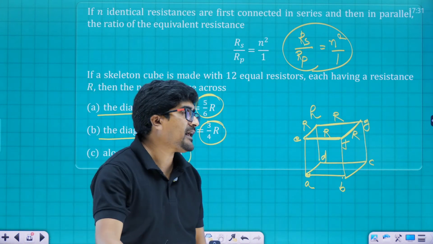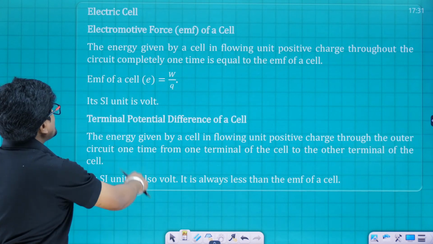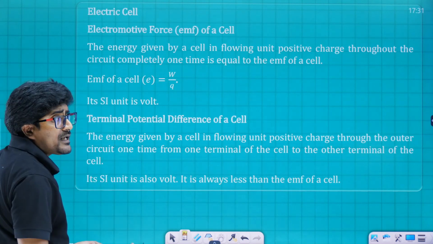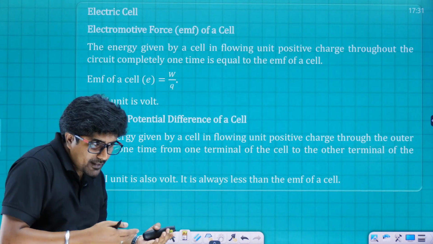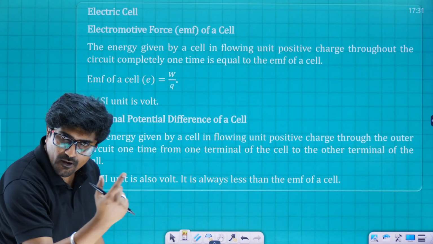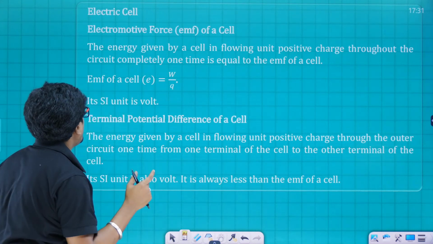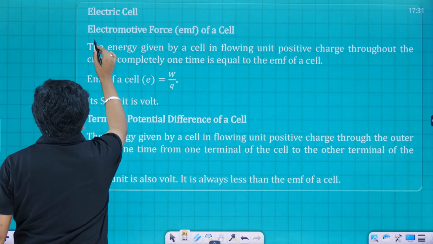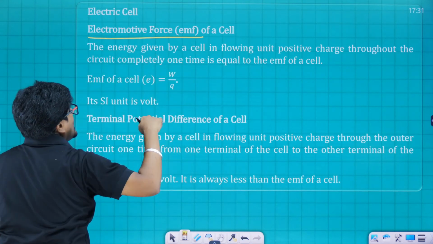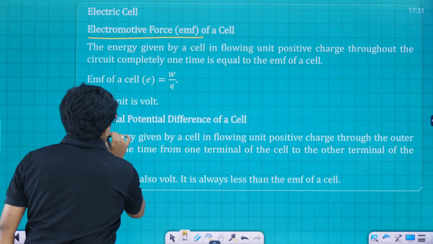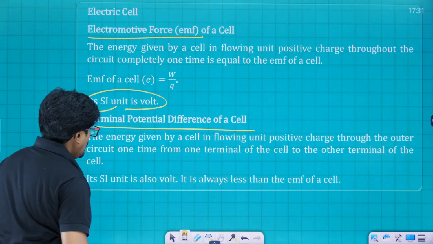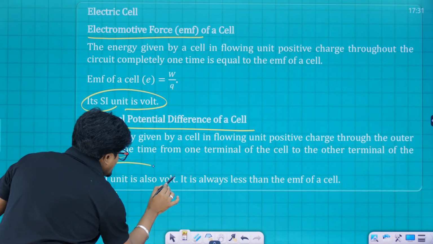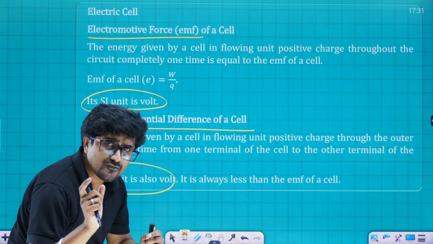All right, moving to the next, that is the electric cell. Fine, you know that this is that particular source of energy that makes electrons flow in an electric circuit. All right, so associated with this, we need to explain two things. One thing is EMF and the second one is potential difference. Both have the same SI unit, that is volt, but there is a small difference.